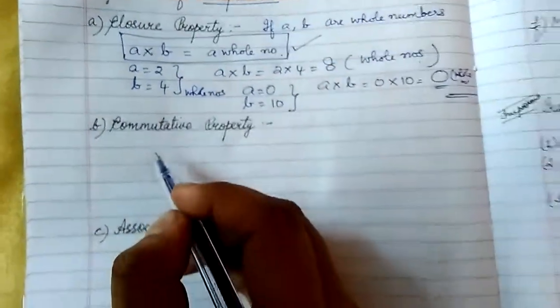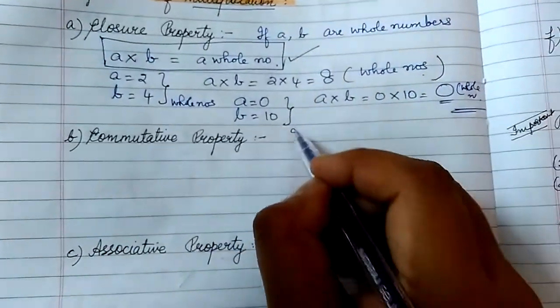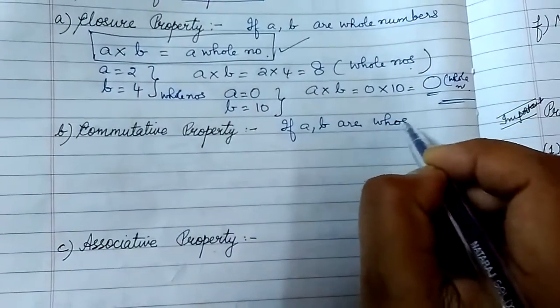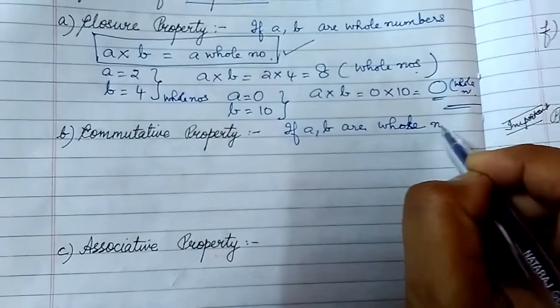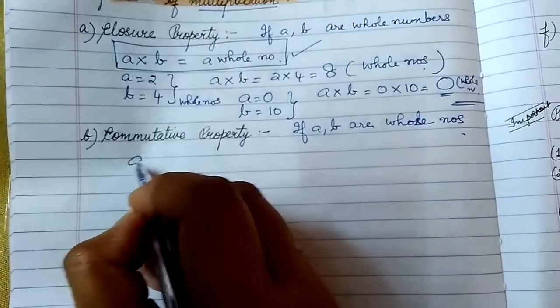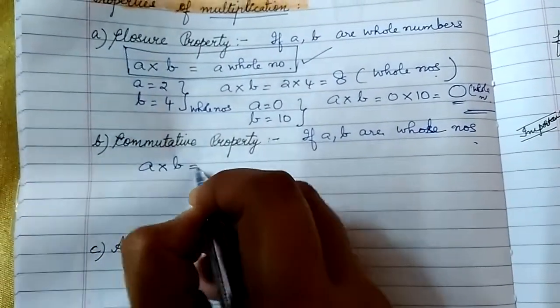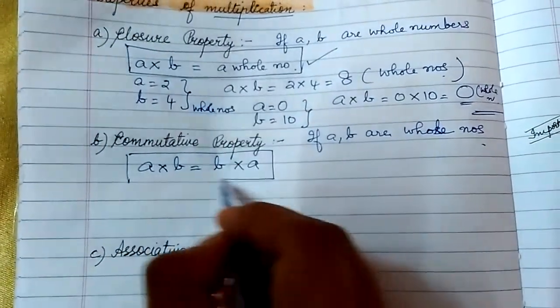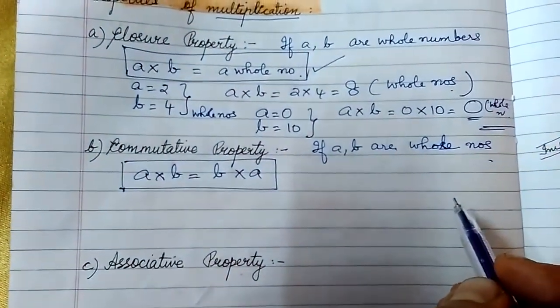Now the commutative property. Again, if a, b are whole numbers, here it is multiplication. So you can multiply in any order. a into b is equal to b into a. You understood this, because a plus b you can add in any order, and you can multiply in any order.